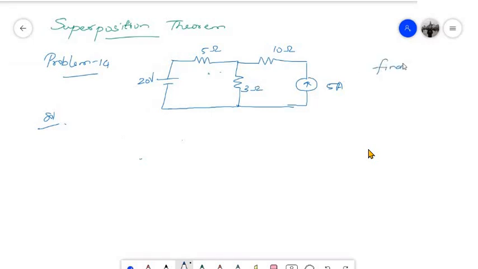So find the current passing through the 3 ohm resistance.